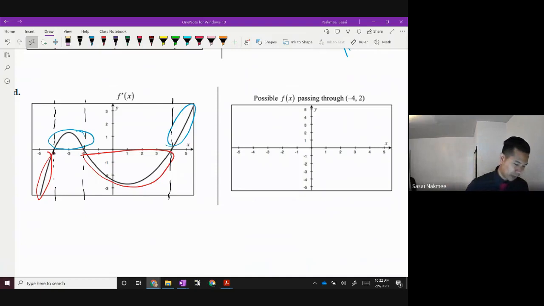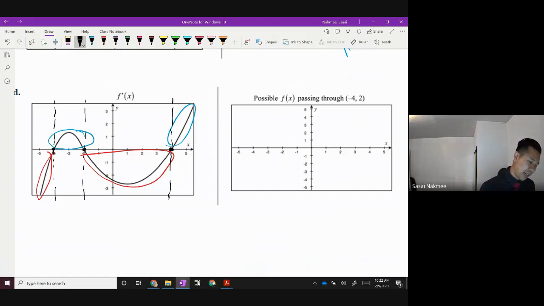And I try to give you some hints, right? The blue lines is where it should be increasing. The red lines right there should be where it's decreasing. You also have critical points, right? At x equals 4, x equals -2, and x equals -4, because that graph tells you where the first derivative is equal to 0.